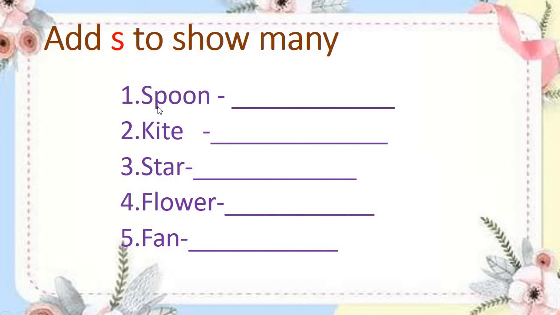It is very, very easy. Add S. Yes, what you have to do? Add S to show many. This is only one spoon. But if there are many spoons, then what will become? S-P-O-O-N, and here you have to add S. Okay? See, I have done. Spoons. Can you see the difference between these two? This is one spoon. So here it is spoons. S-P-O-O-N-S. Spoons. Spoon. Spoons.